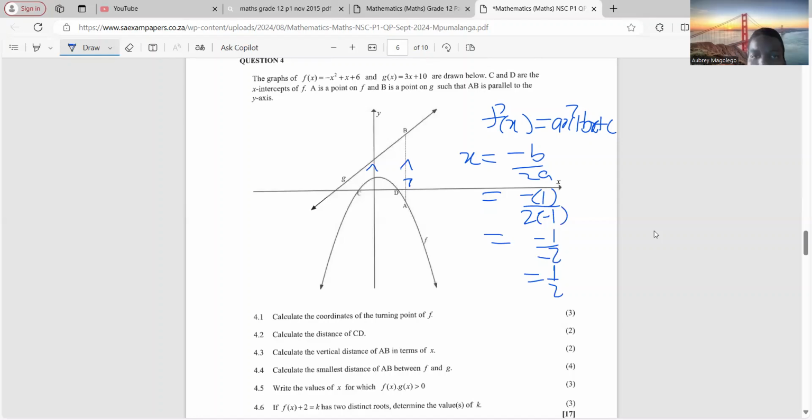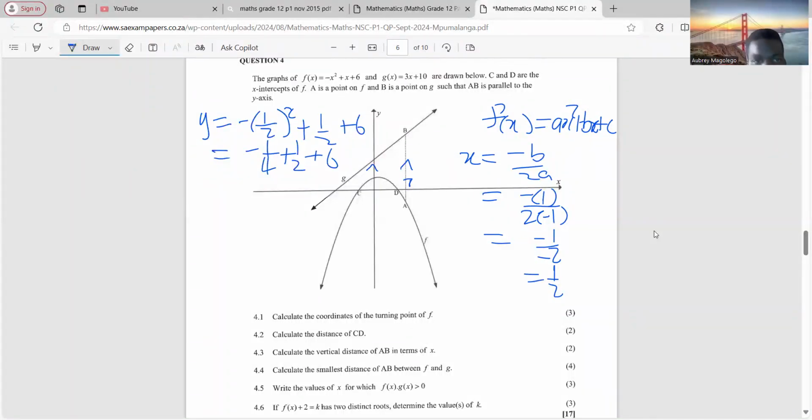Now we have to find the y value. In order to find the y value, we take the x value and substitute into the original equation of f. So y is equal to, wherever we see x, we put 1 over 2: negative into 1 over 2 squared, then plus 1 over 2, plus 6. Let us solve that. 1 over 2 squared is 1 over 4, so we have negative 1 over 4, then plus 1 over 2, plus 6. You can press your calculator.